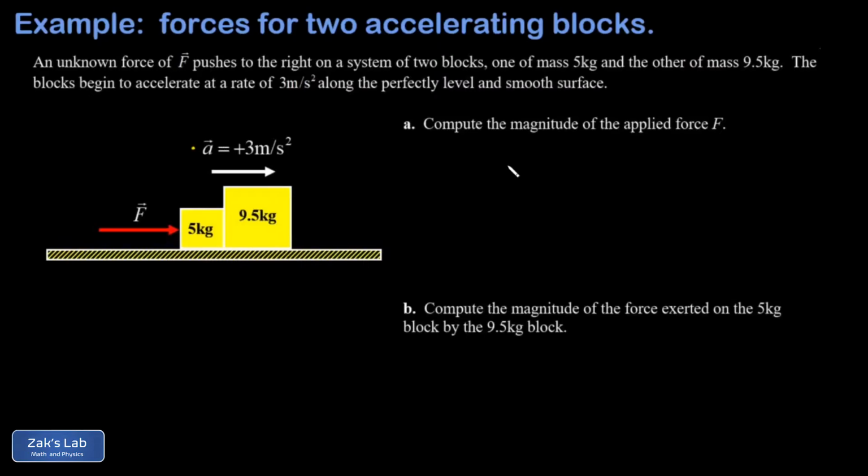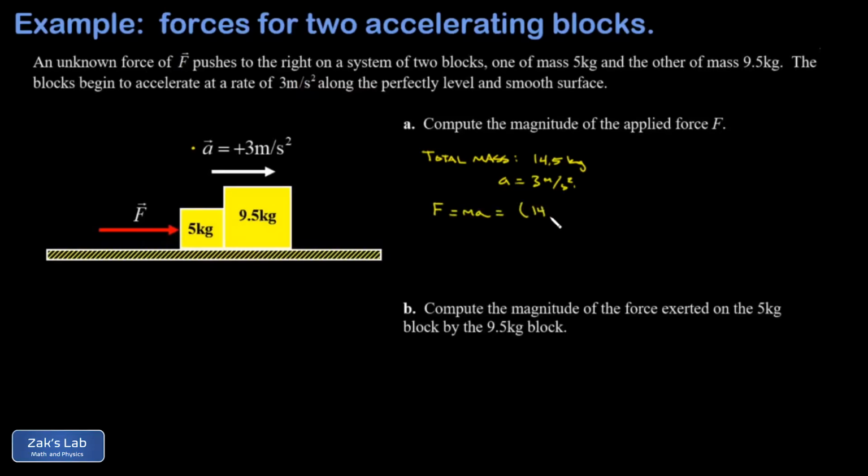And the simplest way to get this done is to just look at the masses as a combined system. So the total mass is 14.5 kilograms. And that one force, the one we're looking for, causes that total mass to accelerate at 3 meters per second squared. Well, if we know the total mass and we know the acceleration, we can find the force that mass is feeling using Newton's second law, F equals ma.